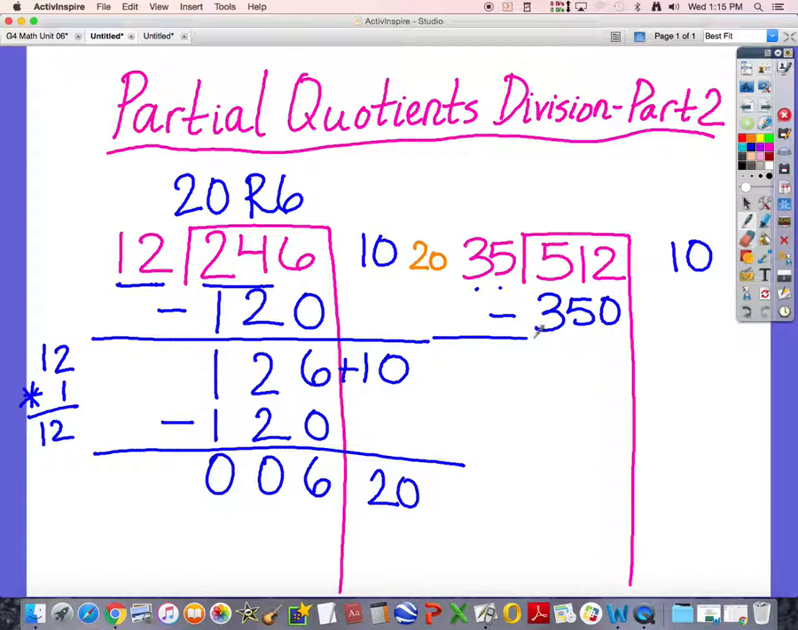I'm going to go ahead and subtract. 2 minus 0 is 2. 1 minus 5 can't be done, so I need to borrow from the 5. It becomes a 4. The 1 becomes 11. 11 minus 5 is 6. 4 minus 3 is 1. Now I'm left with how many times 35 can go into 162?